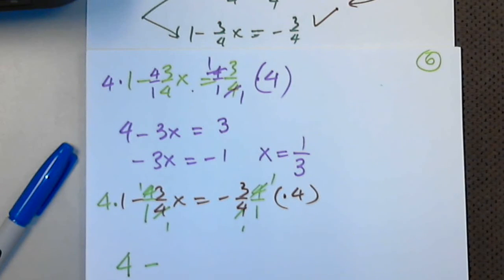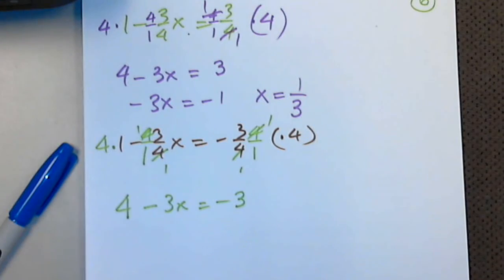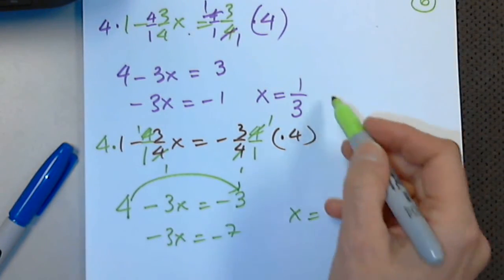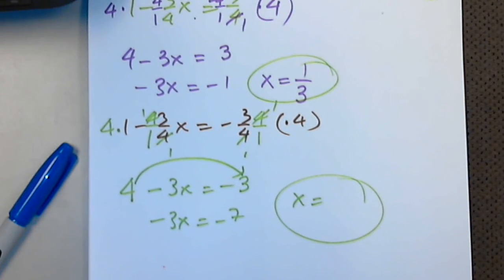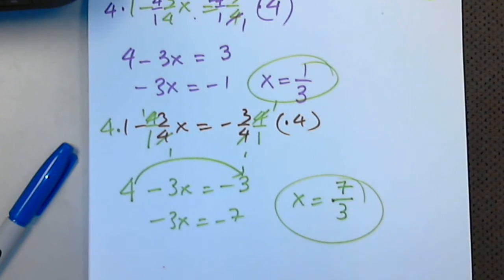So we have 4 minus 3x equals, and the other side is negative now, negative 3. And I move 4. Negative 3x equals negative 7, and the other possible solution is, careful, I have to divide by negative 3, and I have negative 7, so the answer is 7. Very good. That's how we solve absolute value equations.